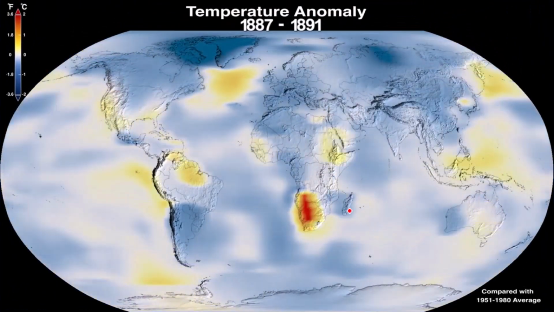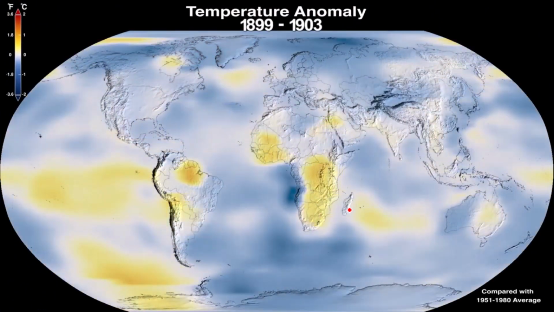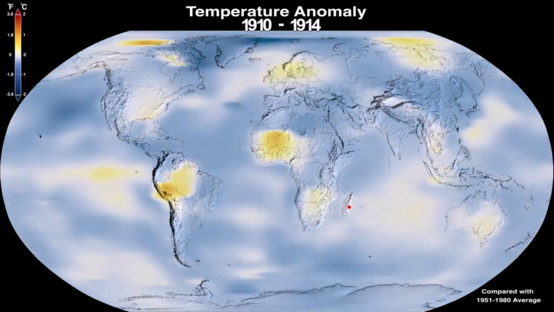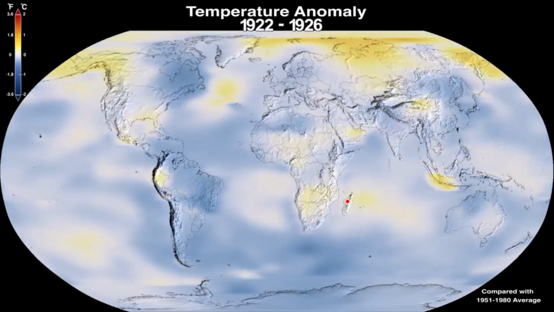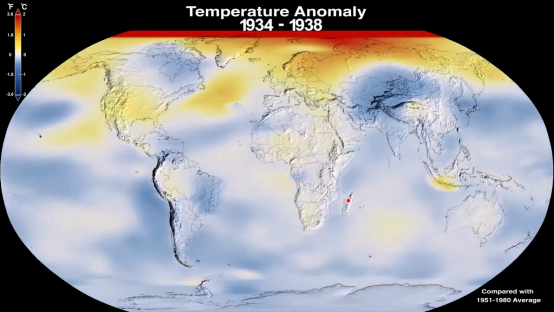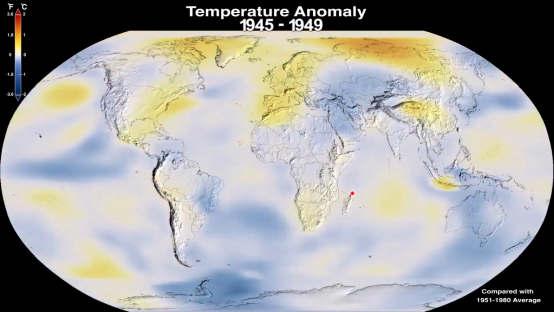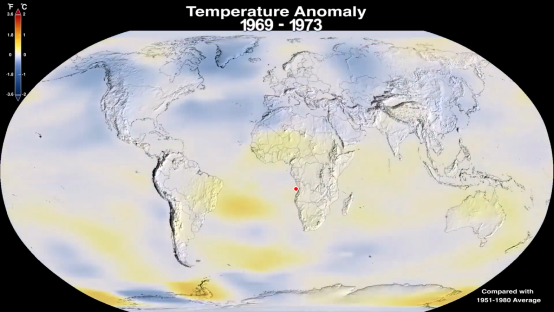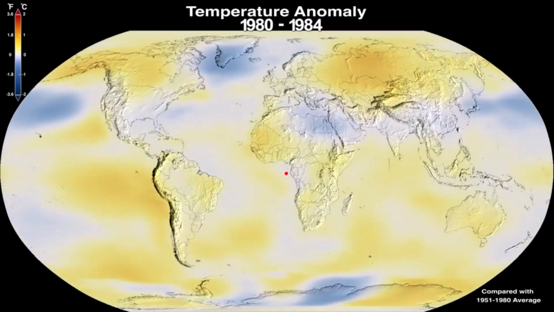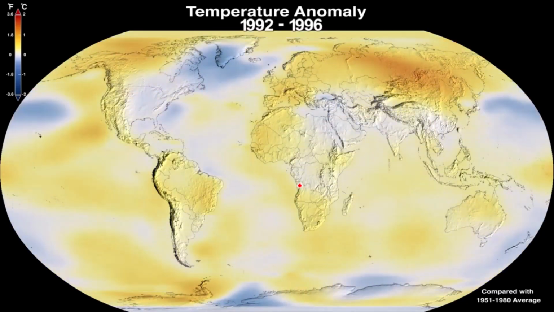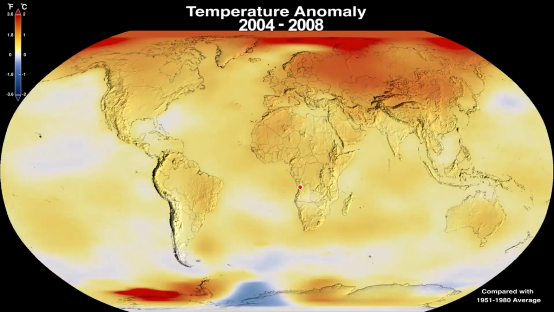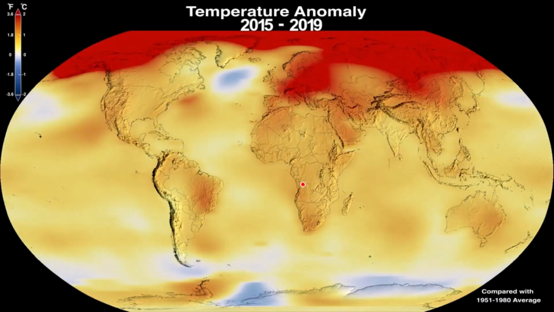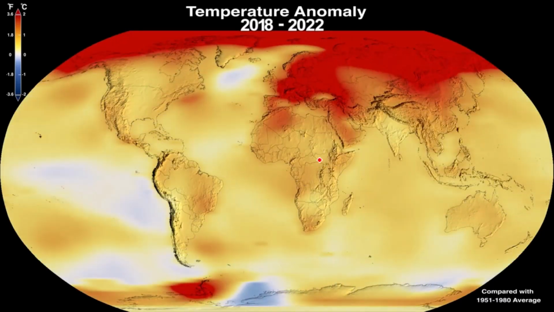And that's how the Earth's temperature looks through the years. Notice how Earth increases in temperature and gets hotter and hotter by the years. So this picture is until 2020.